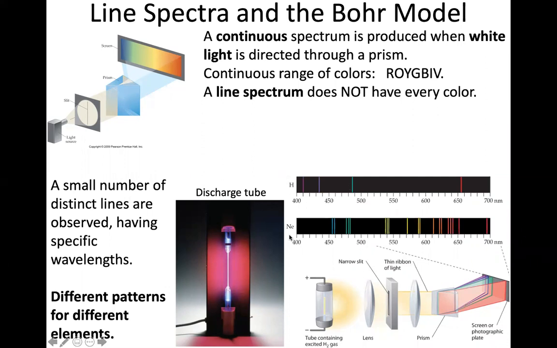Here I show hydrogen, here's neon. If you put mercury vapor in there, you get a different pattern. You put sodium vapor in there, you get a different pattern. Those are different lights that you might see in the world around you.